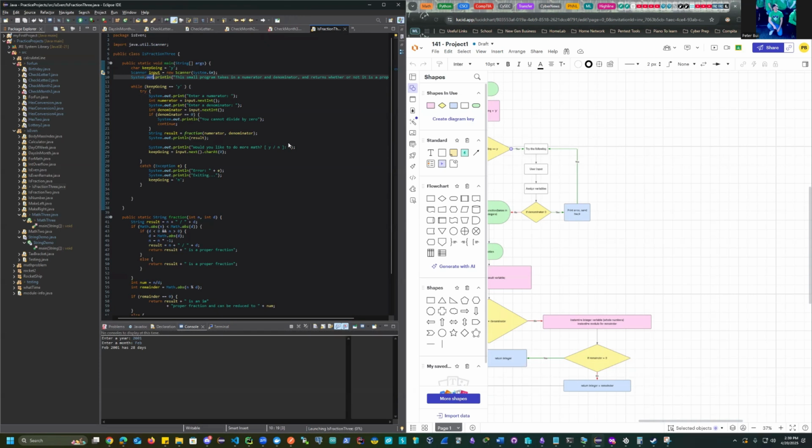And when we first run this program, it prompts the user and describes what our program does, which is takes in a numerator and denominator, two integer values, and returns whether or not it is a proper fraction. So it then proceeds to our while loop and into a try and catch block.